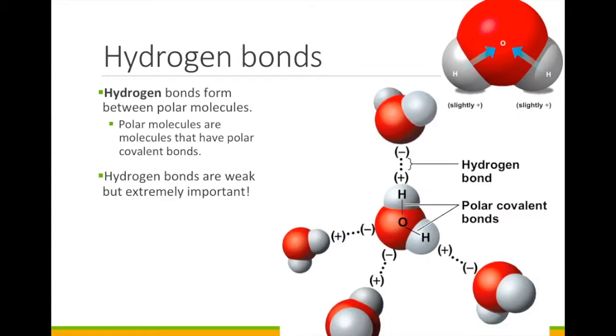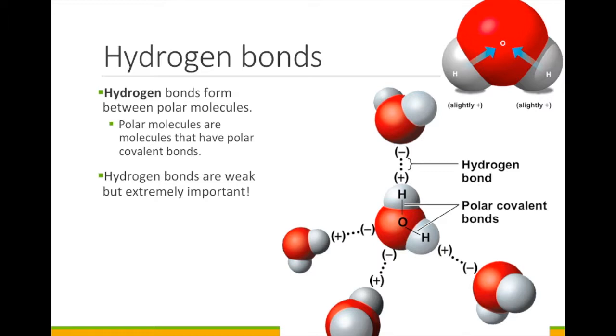Two slides ago, I told you that polar covalent bonds were an important concept. This is why. Polar covalent bonds can make a polar molecule, meaning it has a positive end and a negative end, like water. This allows for the formation of hydrogen bonds. Hydrogen bonds are actually just weak interactions between neighboring molecules, but they are extremely important in biology.